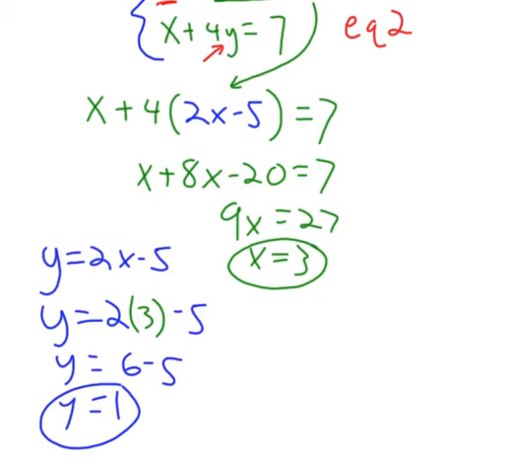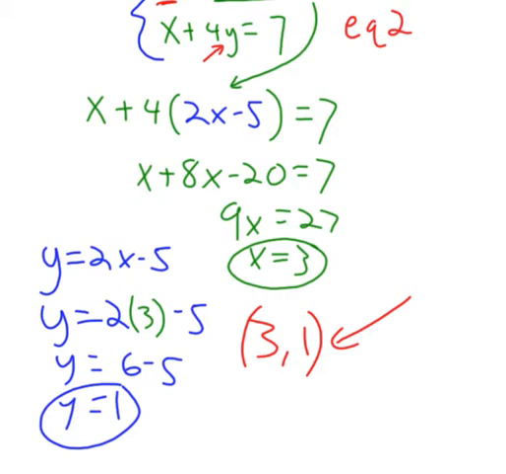Well, we'll express it in the form of a point. So (3, 1). And that's our solution. And the reason we do that is, if we were to graph these equations, that's where they would cross, right there, (3, 1). You know we're going to be checking that out on Desmos real soon.